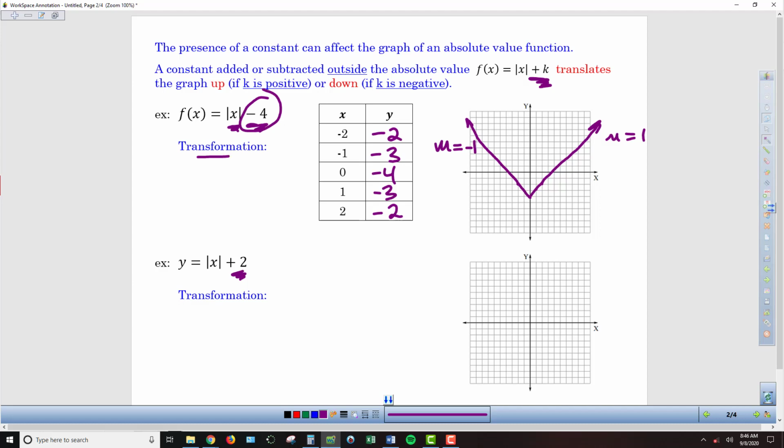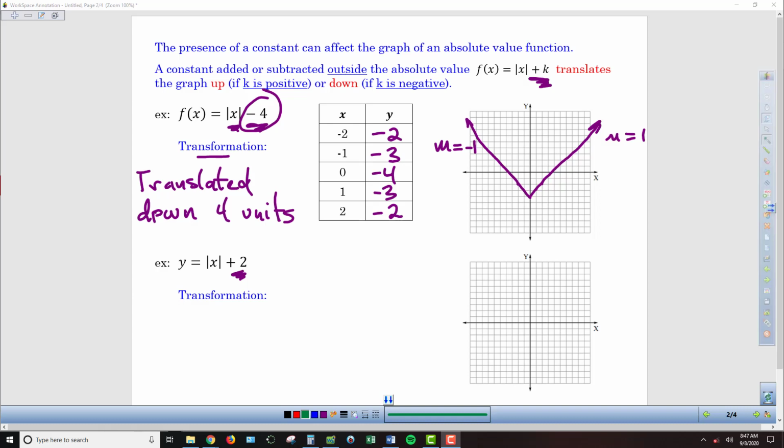So when it says here transformation, we're trying to describe what has happened to the graph. And so we can say that the graph has been translated, which is another way of saying to slide something. So it's been translated down, down 4 units. So the presence of that -4 outside the absolute value moves the graph down 4 units.